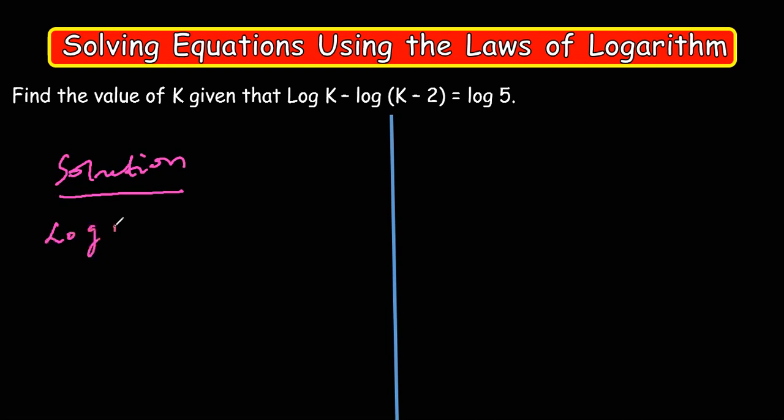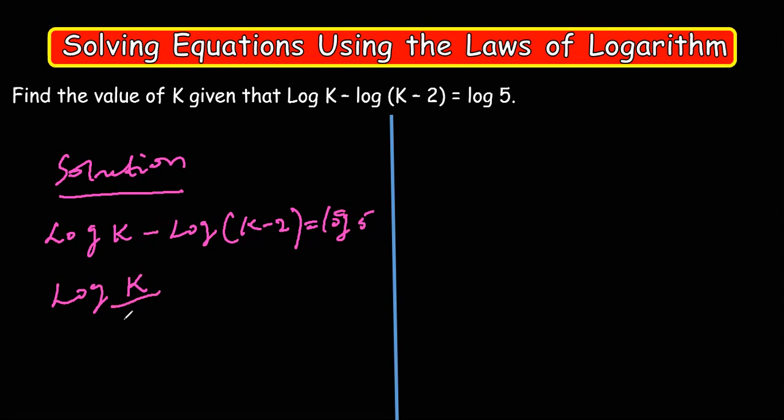Log k minus log (k minus 2) equal to log 5. So we have a common base, so we apply the law. We are having log k divided by k minus 2. Let's put brackets. So we have k divided by (k minus 2), since it is a subtraction sign between the logs, equal to log 5.